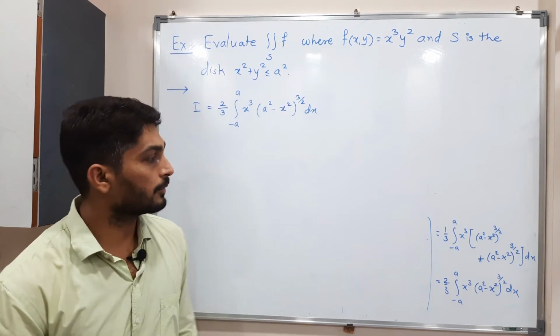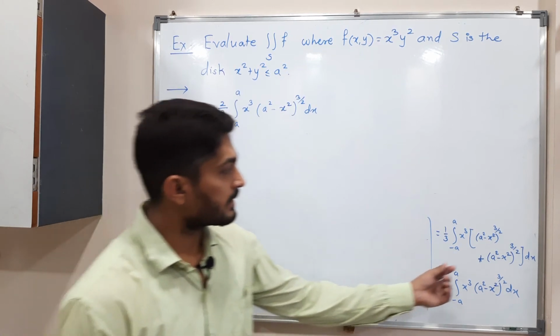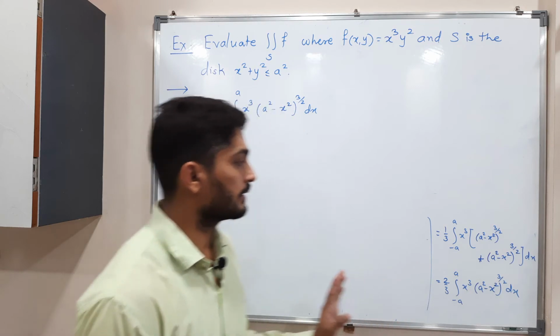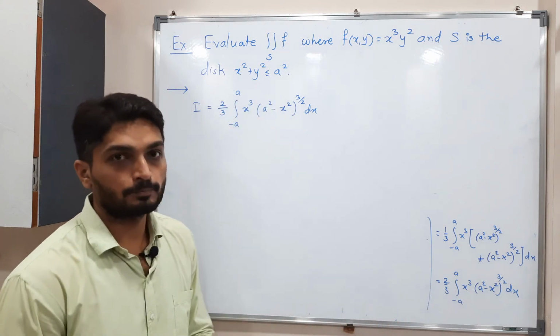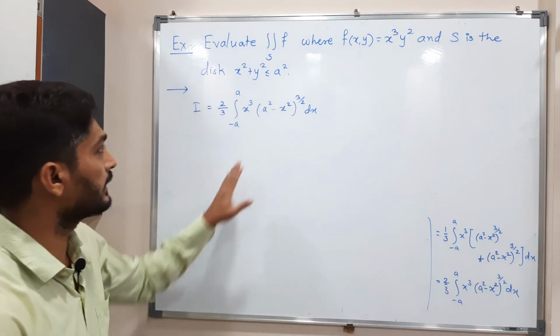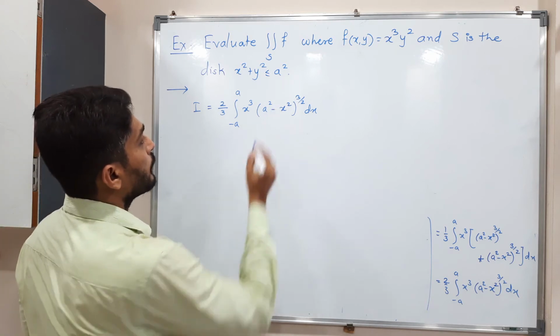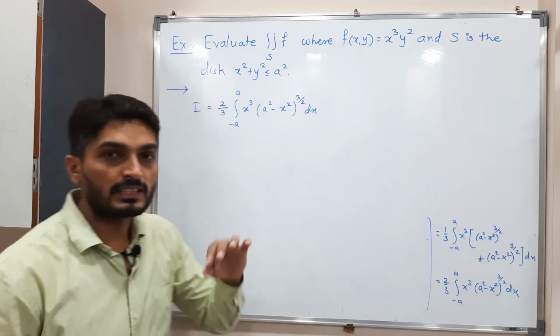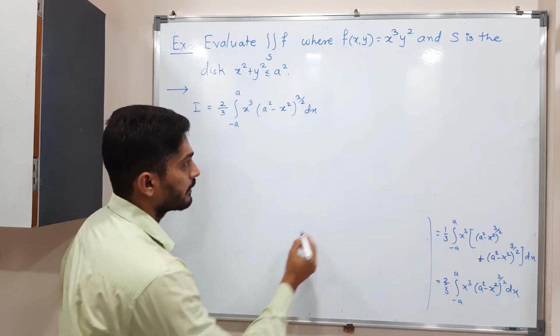Okay, so let us continue. See, by mistake I had written cube here, actually square is there. I copied the same thing here. So now simply we have to solve this integration. See what I'm going to do. When we have limits of this type, minus a to a, I will write here.